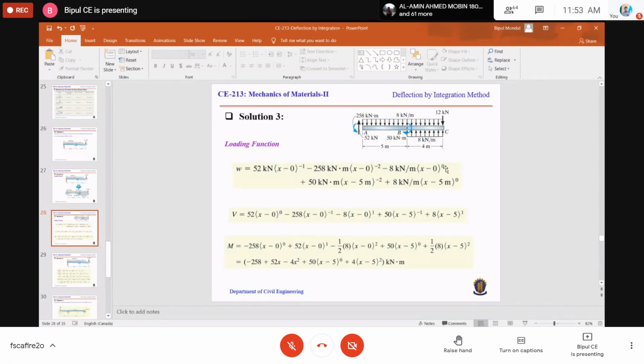Okay. Now what will be the value of n? If it is a uniformly distributed load, 8 kilonewton, and you put the value of n as 0, then this term will be 1, right? So it will be only the uniformly distributed load. That's why the value of n is 0. And if there is a linearly variable distributed load, then the value of n will be 1.